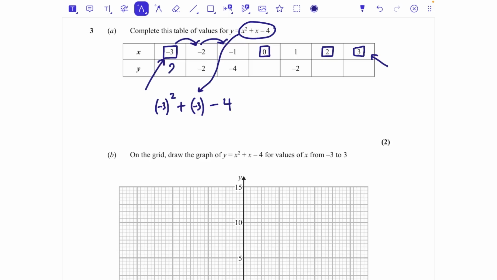and we can see that minus 3 requires a 2, minus 2 is a minus 2, that's fine, we've got those already. Going down, scroll down using your down arrow. 0 is minus 4, 1 is minus 2, 2 is 2, and 3 is 8. So either way, whichever way you're more comfortable with.